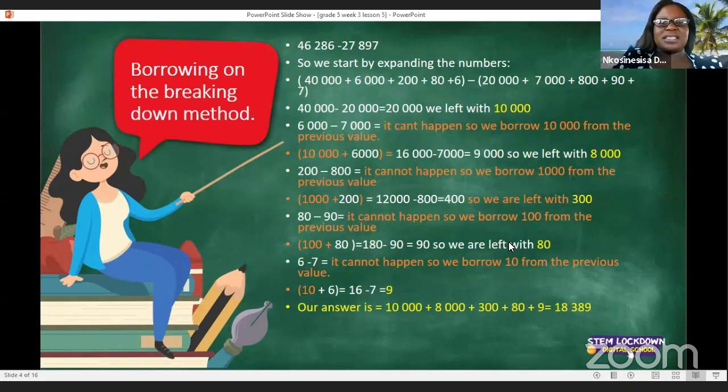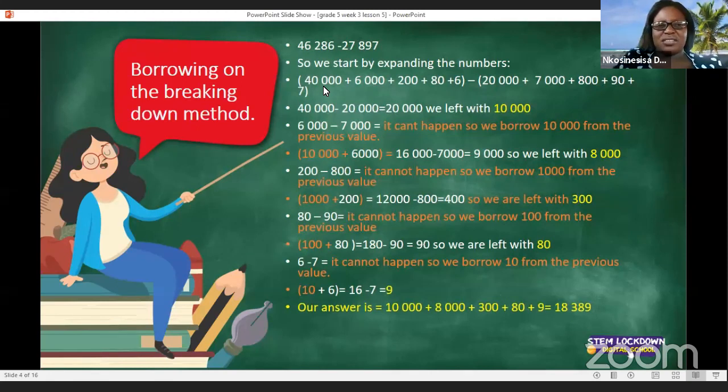46,286 minus 27,897. So the same thing that we did when we did addition using the breaking down method, we have to start by breaking down the number. So we start by breaking down the first number. So the number broken down there.